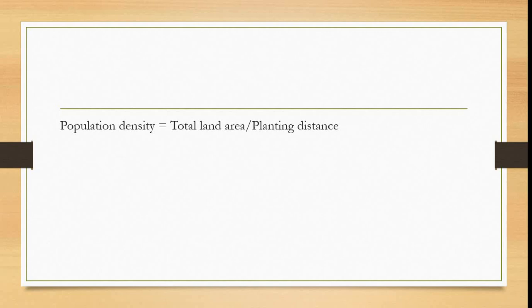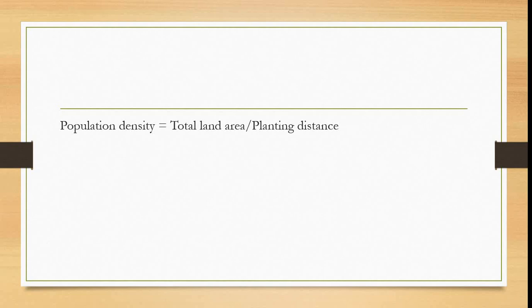Now, the formula is given by total land area divided by planting distance. This is how you derive the population density of a particular farm. So we divide the total land area by the area occupied by one plant. You see, the planting distance represents the area occupied by one plant. So if, for instance, one plant is occupying 1 meter squared and the total land area is 10 meters squared, then to determine the number of plants, that will be total land area divided by the area occupied by one plant. So you could determine the number of plants in the farm.